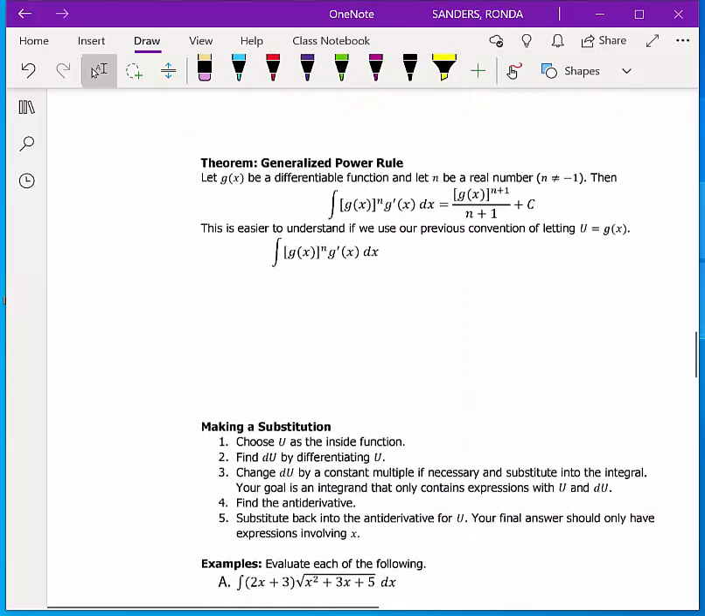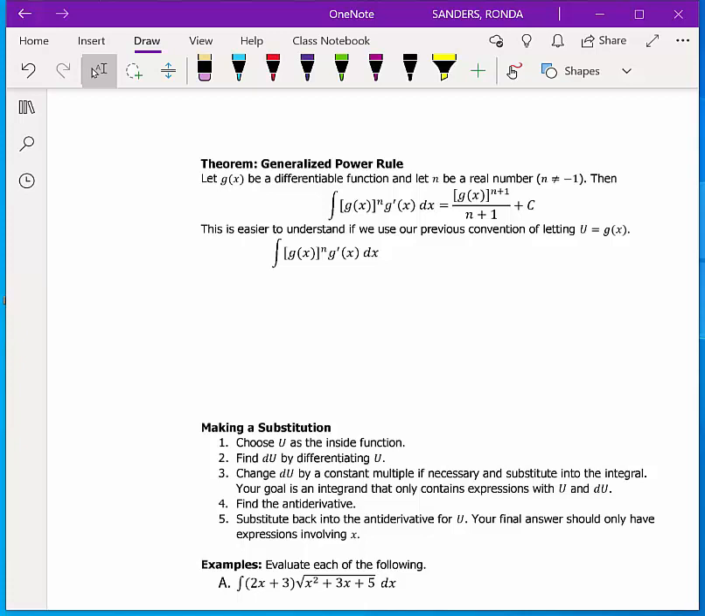Our next theorem is the generalized power rule. If we let g of x be a differentiable function and n be a real number such that n is not equal to -1, then the integral of g of x raised to the n times g prime of x dx will be equal to g of x raised to the n plus 1 divided by n plus 1 plus c.